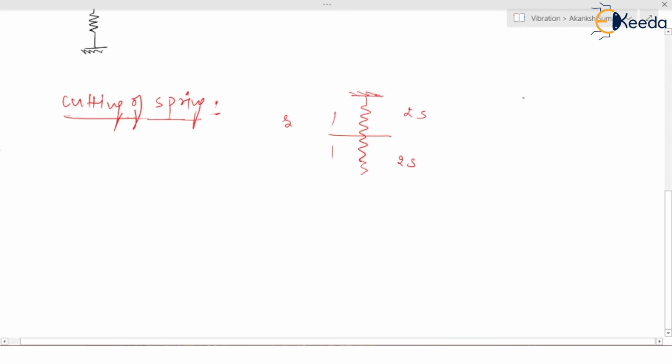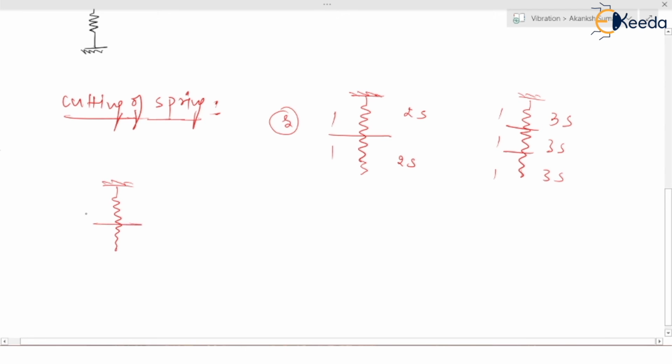Similarly, when you cut the spring into three equal parts, 1, 1, 1, the spring stiffness would become three times for each of the three springs. Like that you can solve the questions on the cutting of the spring. This is the simple concept, because we have cut the spring equally.